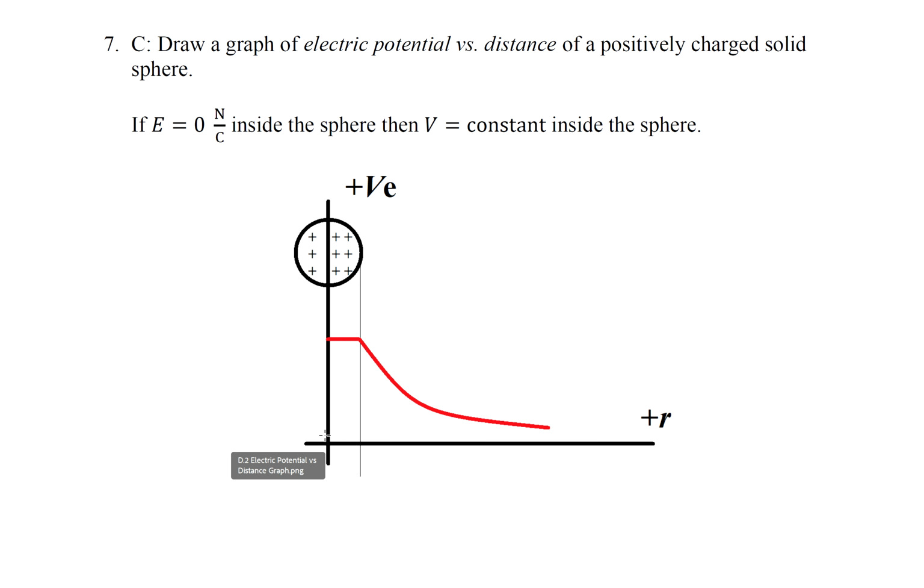Question 7. Draw a graph of electric potential versus distance of a positively charged solid sphere. If the electric field is 0 inside the sphere, then the electric potential is constant inside the sphere. That's why we have a constant, and then it goes down as 1 over R. So memorize this, very important.